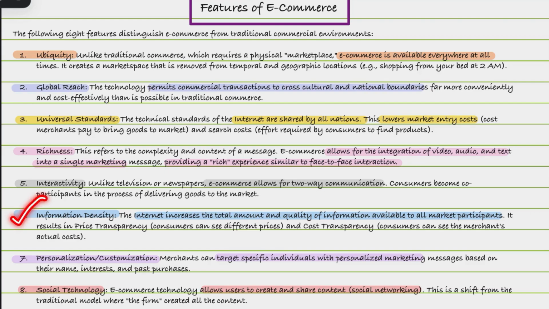Next we have information density. So you see, the internet vastly increases the total amount and accuracy of information available to everyone. So this creates clear price transparency. You can instantly compare the prices across the vendors, right? Like you want to buy a mobile phone and you're comparing multiple phones in a row to see which one suits you better. So this information density helps you explore various other items as well, which is not possible in a physical storefront, right? And it also provides cost transparency.